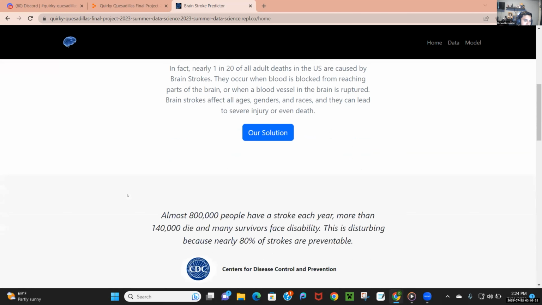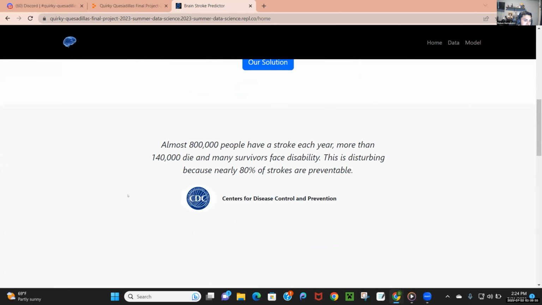And down below, there was a quote that our team picked out from the CDC, otherwise known as the Centers for Disease Control and Prevention, that 800,000 people have a stroke each year, but more than 140,000 die and any survivors face disability. That's really shocking, and especially the last line, nearly 80% of these strokes are preventable. So my team took that in creating this model, and we were planning to make this model in order to decrease the number, 800,000, and of course the 140,000, in the future or even now with our model.